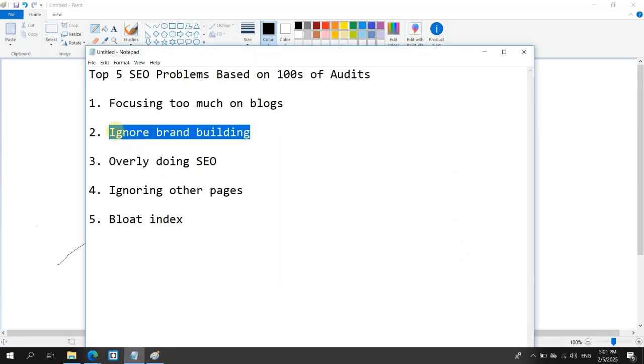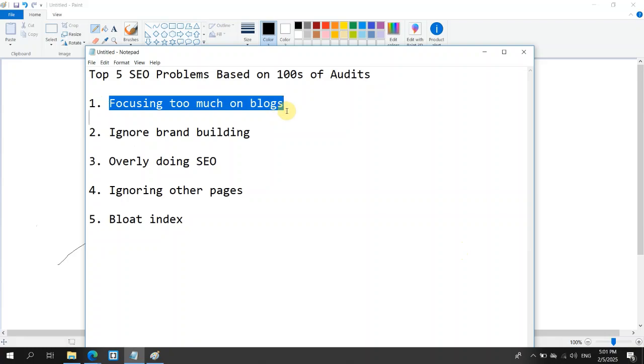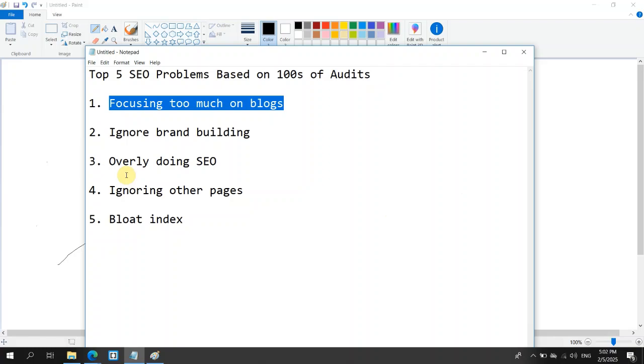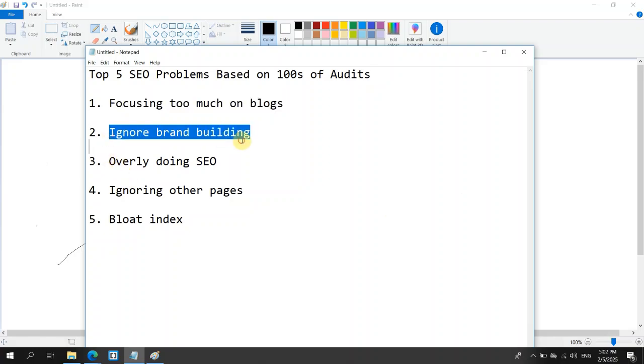So this is the first issue that I face all the time, based on hundreds of SEO audits. This SEO mistake always ends up having them remove the blogs, clean things up, and then basically just slows things down for them, right? So the second SEO mistake or SEO problem that I see all the time is ignoring brand building.